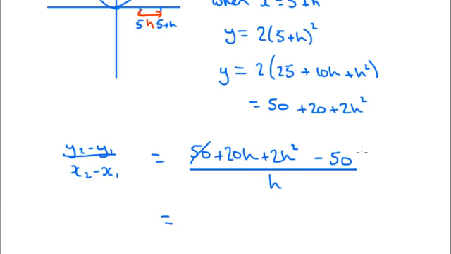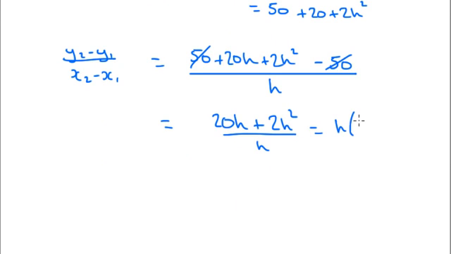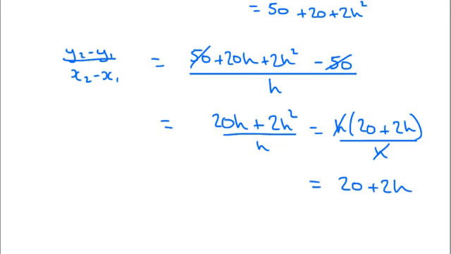The 50s cancel, so we're left with 20h plus 2h squared over h. We can factorise out a factor of h, so we've got h times 20 plus 2h, over h. Those h's cancel, and we're left with 20 plus 2h, which is what it wanted.